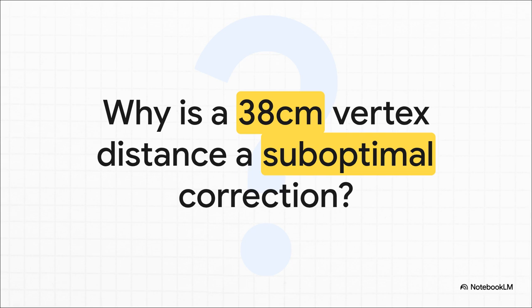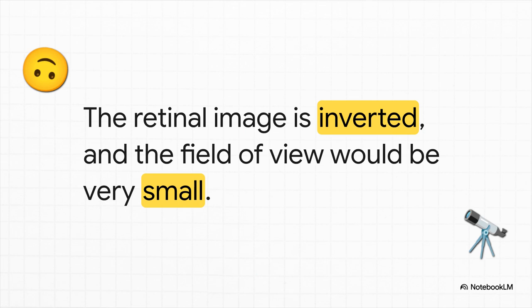The math works flawlessly, right? So why is this an absolute clinical disaster? Because true clinical mastery means understanding the biological consequences. At 38 centimeters out, you've essentially built a Galilean telescope. Sure, the image is perfectly sharp, but it arrives on the retina completely upside down, and their visual field is restricted to a tiny, tiny pinhole.